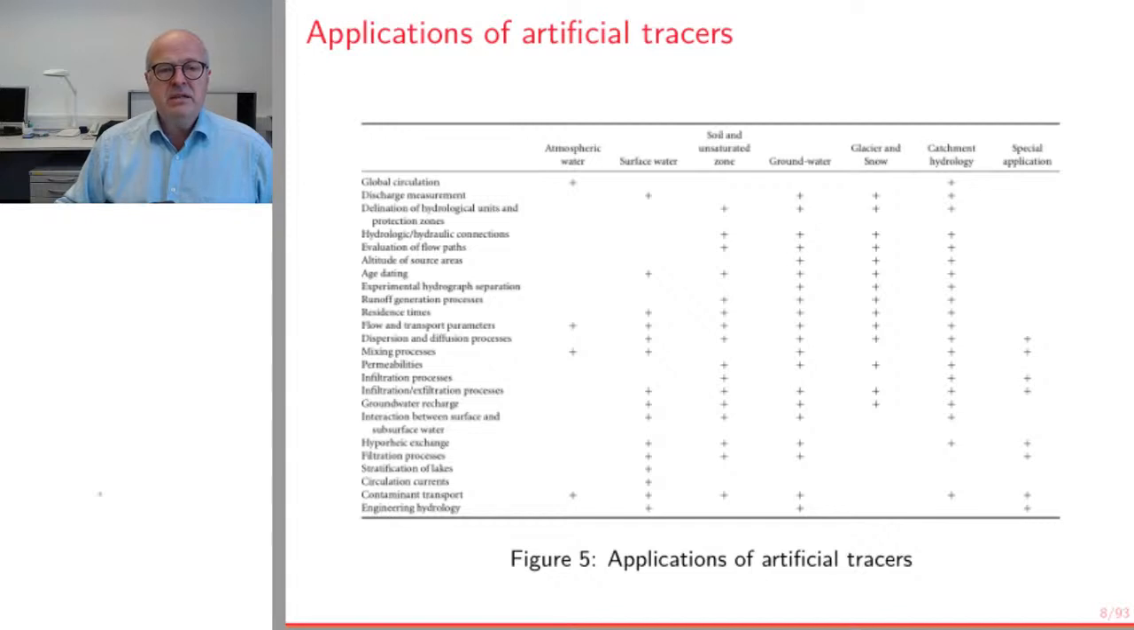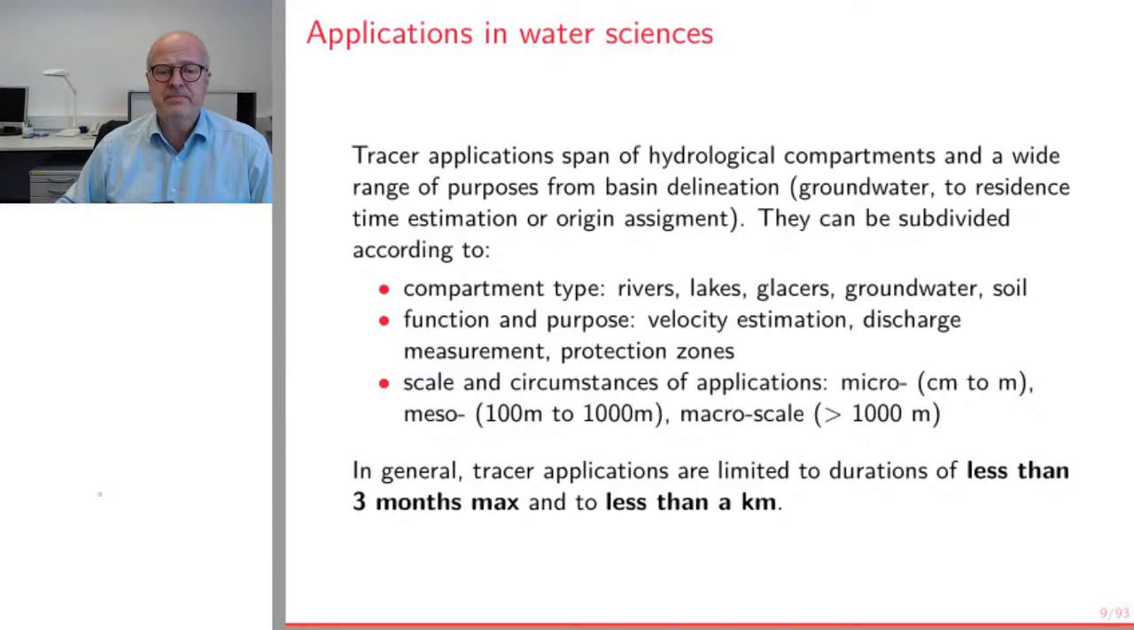So you can study flow paths. There are several articles about this that we have published, and also in the book. There are some things that can only be done with environmental tracers, like age dating or altitude detection. But you can study runoff processes, processes in hill slopes, and so on. Of course, you can also calculate permeabilities of substances. So, in conclusion, tracer applications span a wide range of compartments and purposes, from basin delineation to very specific hydraulic questions.